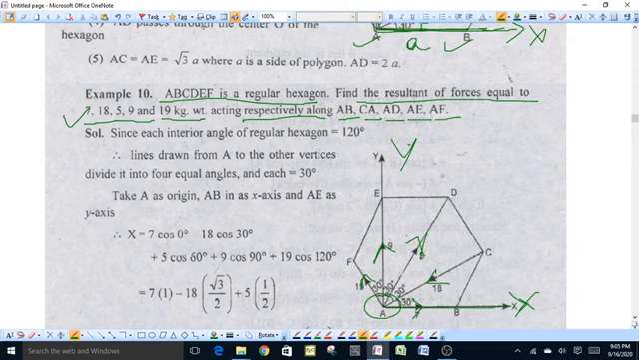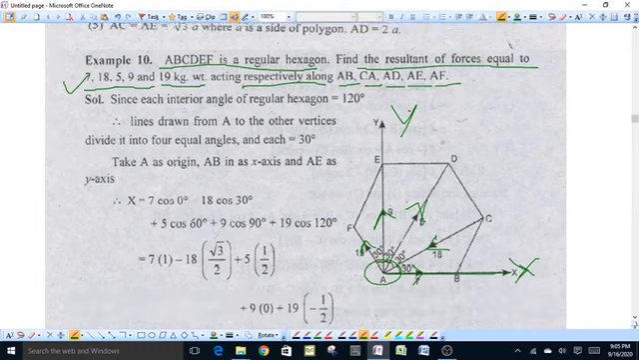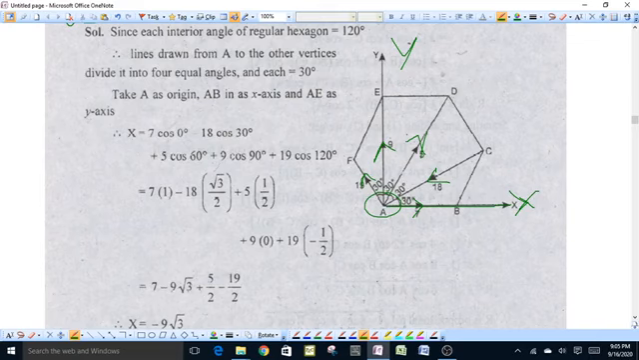Now we resolve all these forces along x-axis and y-axis. We take AB as x-axis and AE as y-axis. Now x component of all these forces along x-axis will be equal to 7 cos 0, because 7 is along AB and AB we have taken as x-axis. This means this force makes an angle 0 with the positive direction of x-axis. X component of this force 7 kilogram weight will be equal to 7 cos 0.